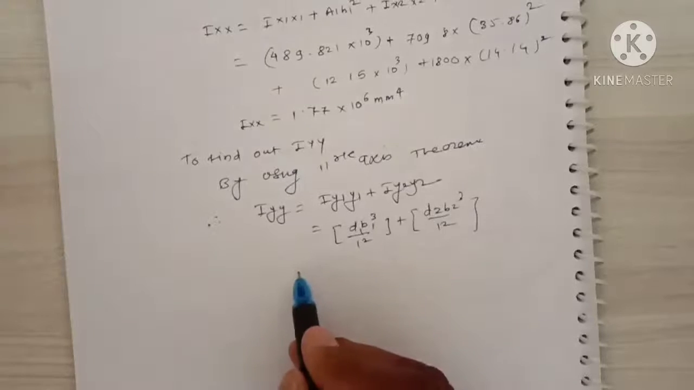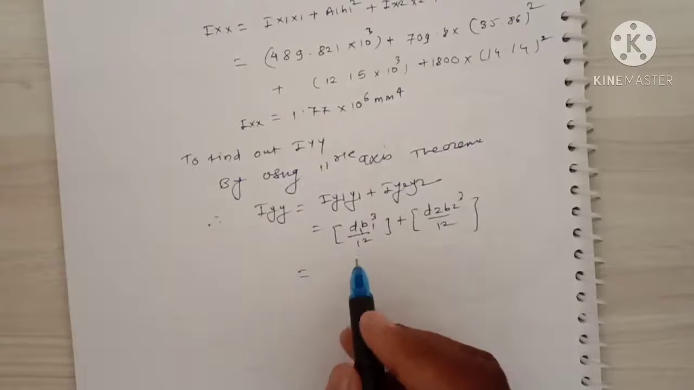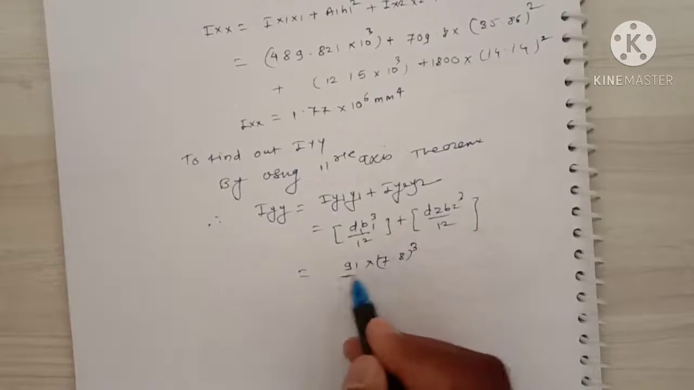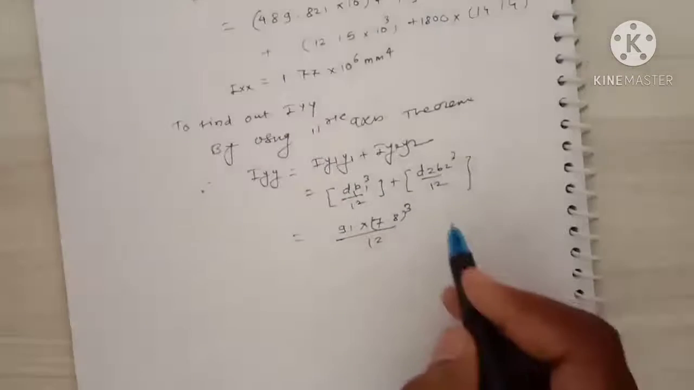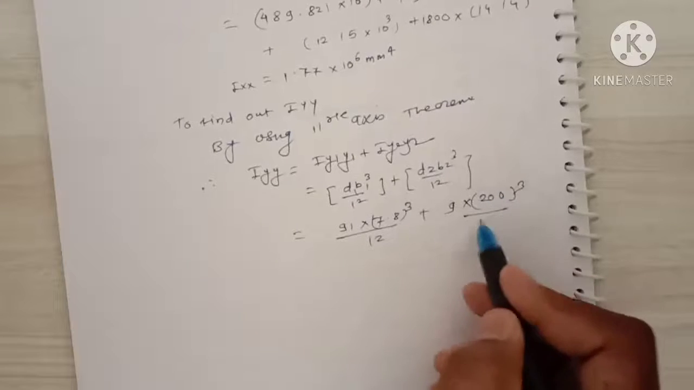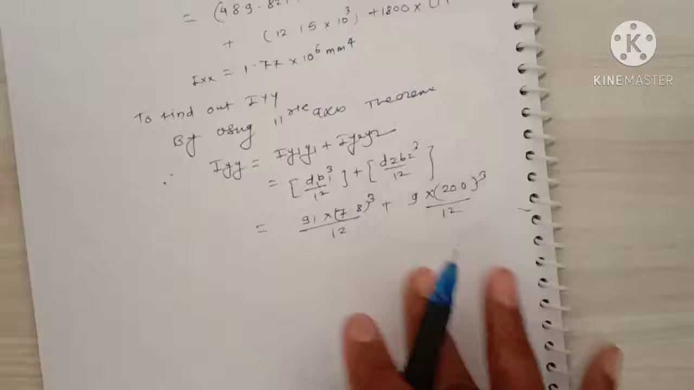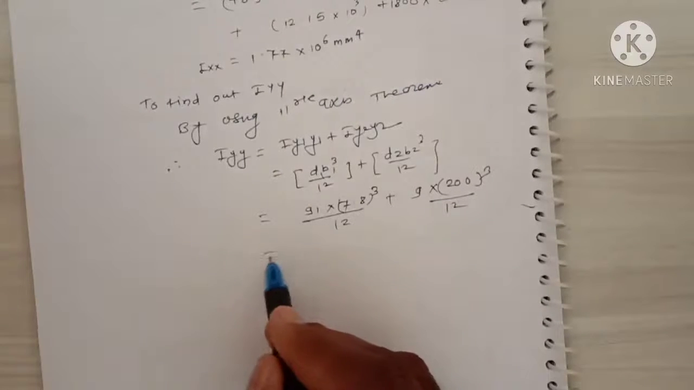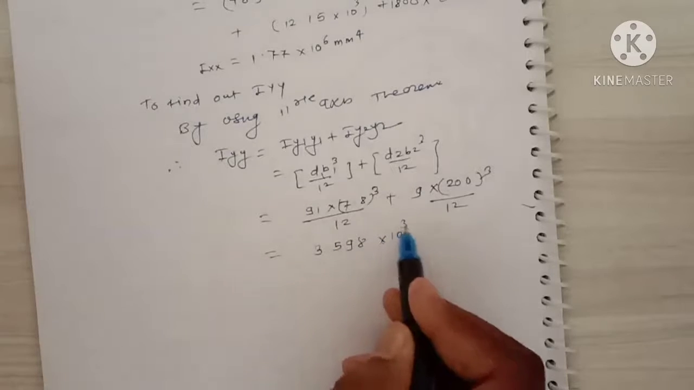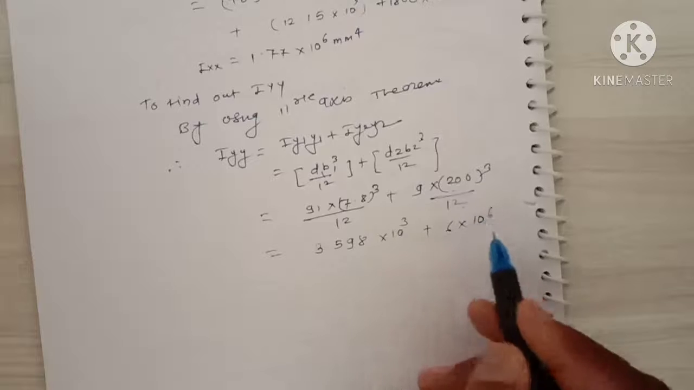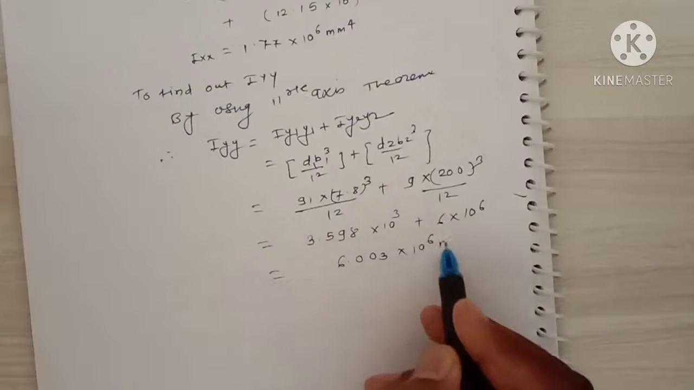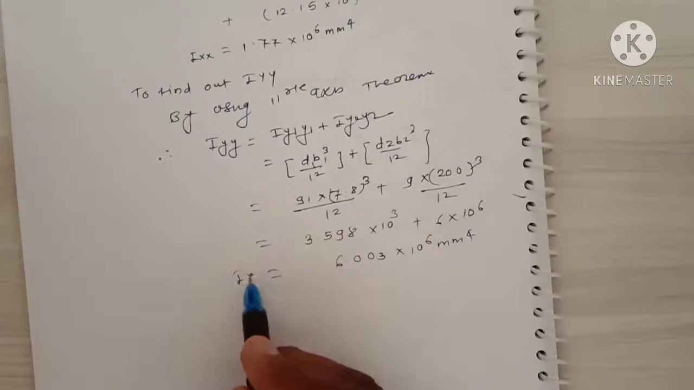Then we put in the values of d1, b1, d2, b2: 7.8 cube divided by 12, plus 9 into 200 cube divided by 12. Finally we get the value 3.598 into 10 raised to 3 plus 6 into 10 raised to 6. Then the final value we get is 6.003 into 10 raised to 6 mm raised to 4. This is the value of Iyy.